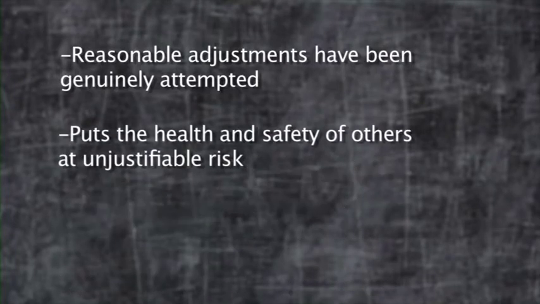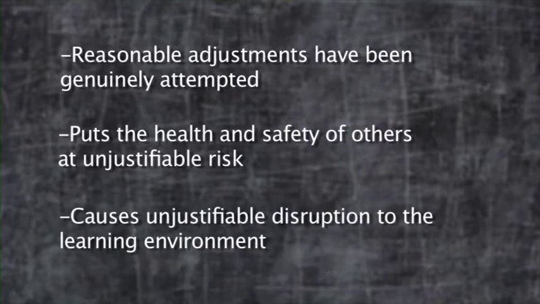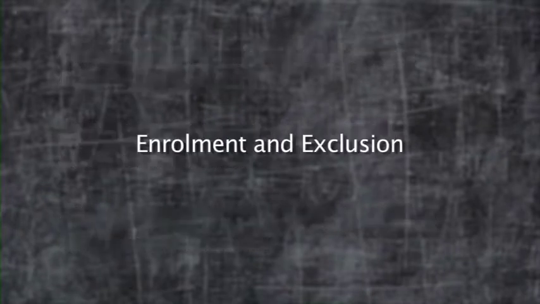Reliance on unjustifiable hardship may also be considered where reasonable adjustments have been genuinely attempted, but the effects of the student's disability puts the health and safety of others at unjustifiable risk or causes unjustifiable disruption to the learning environment.